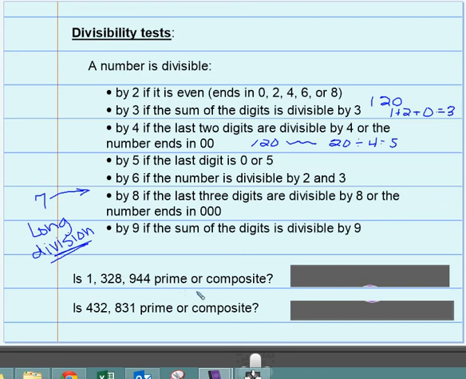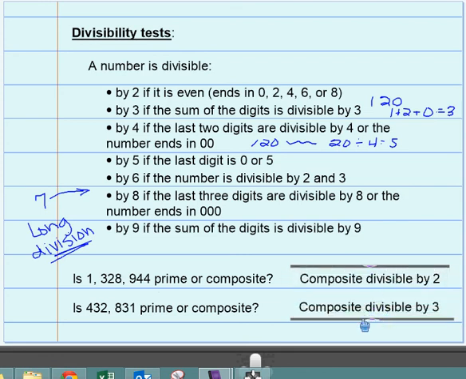Sorry, pause the video right now. Figure these out. Then when you're ready to check the answers, resume. Okay, so the first one is composite and the second one is composite as well. Hopefully those are the answers you got.